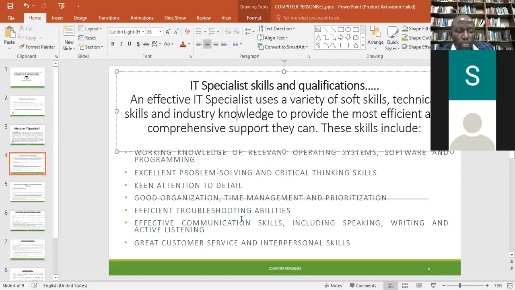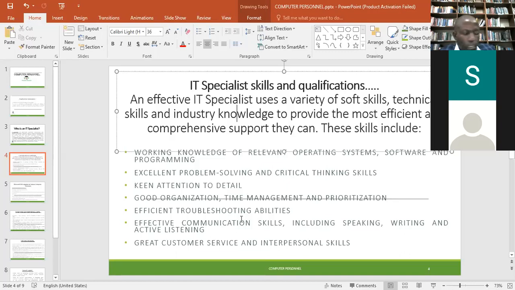Another very important skill, we call it great customer service and interpersonal skills. Interpersonal skills: how do you relate with others? Yes, you're the best technical support specialist, you are the best database administrator, you are the best system admin, but do you even know how to relate with others? What if you go to the front office and you're told, sit in for so and so for some few hours? Will you be able to communicate with a client who walks into the company?